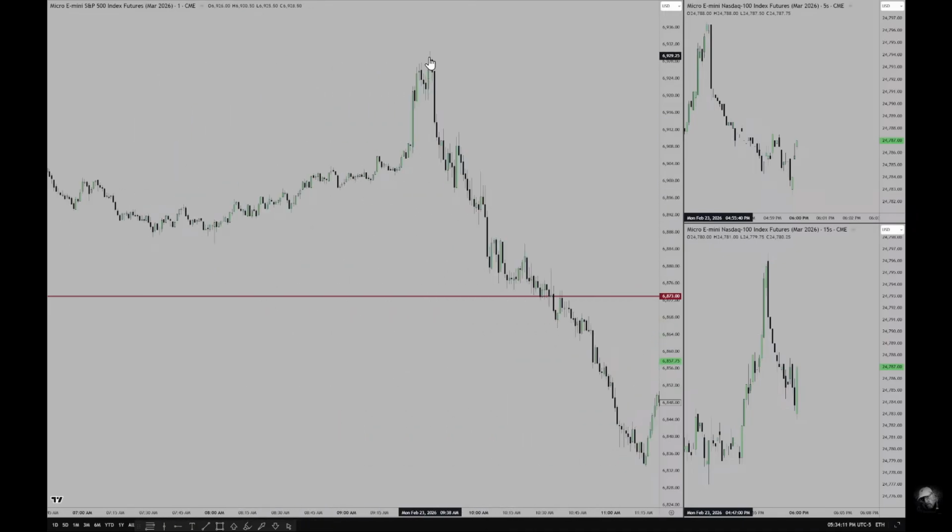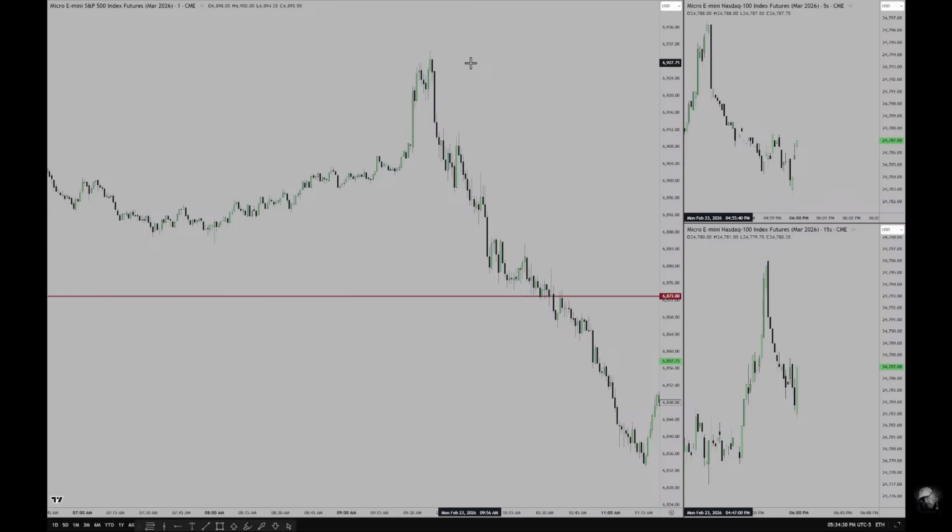What do you see different here? NASDAQ had a lower high. See that? ES was pushing higher. It was pumping it higher, higher, higher. So this is SMT.